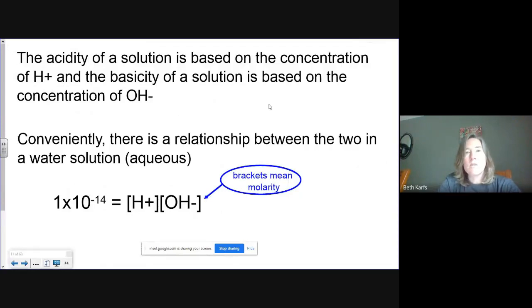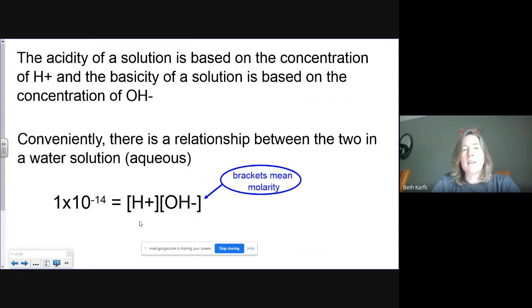So the acidity of a solution is based on the concentration of hydrogen ions, and also the basicity could be talked about as the concentration of hydroxide ions. But we're going to focus on the hydrogen ions because there's actually a relationship between the two. So it's kind of convenient. It's really established because of something called equilibrium, or the self-ionization of water. But for a water solution, so for an aqueous solution, there is this relationship between hydrogen ions and hydroxide ions.